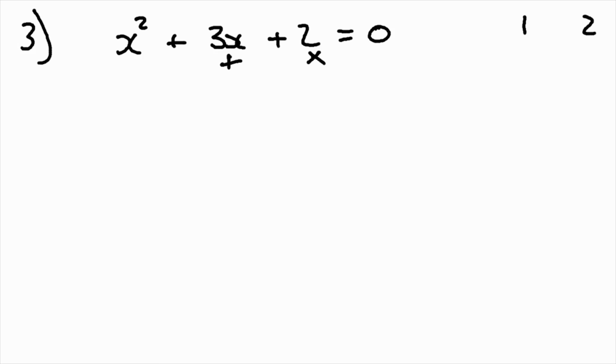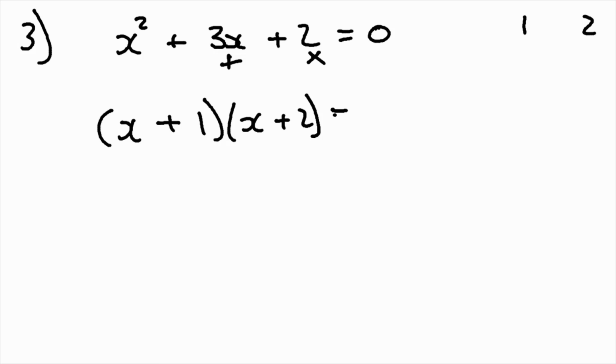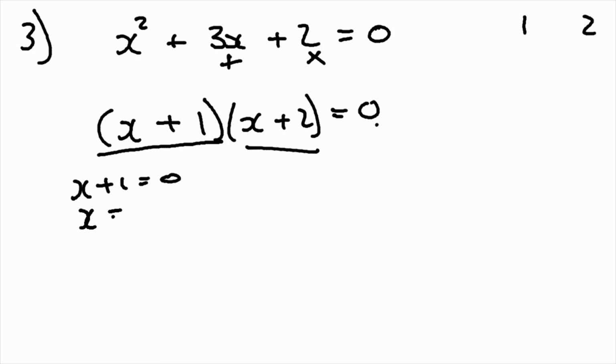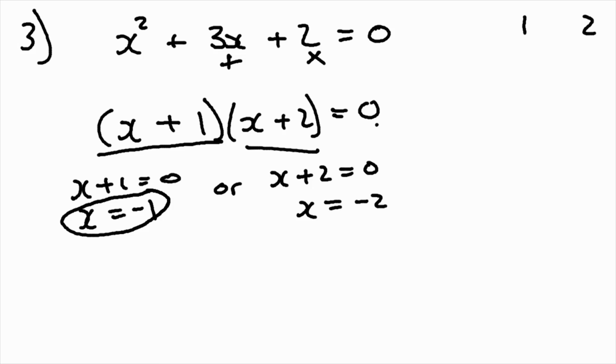1 and 2. Do these add together to give you 3? Yes, they do. So in our brackets, we're going to have x plus 1 and x plus 2. So again, we use that same idea. One of these brackets has got to equal 0. So either x plus 1 equals 0, so x equals minus 1, or x plus 2 equals 0, so x equals minus 2. And those are our two solutions.